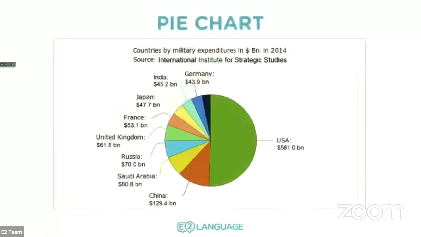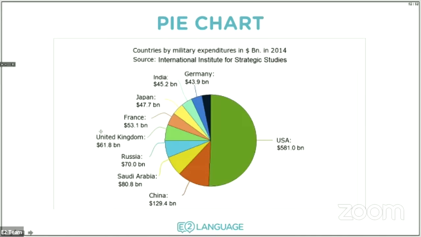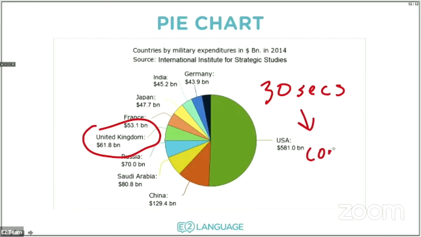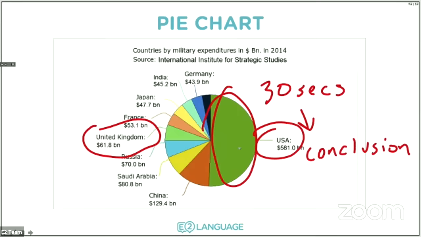So I quickly thought to myself, I've got time to describe one more country. And so what I quickly did is, I don't know why, but this one stuck out and I said the United Kingdom spends $61.8 billion. Then I was 30 seconds. Then I knew I could go to my conclusion. And then I said, overall, we can see that the USA far outspends all the other countries on military expenditure. Cool. So do keep that in mind. It's very helpful to look at the clock while you do this.